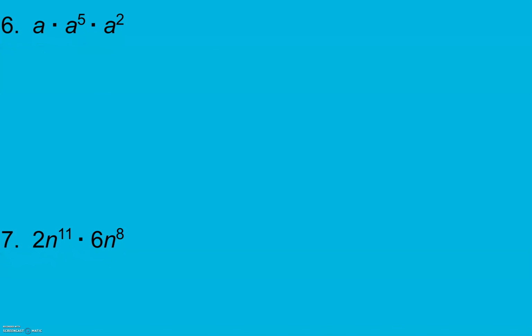Try 6. Here, all my bases are the same, so I keep my base. Remember, if my exponent isn't shown, it's a 1. I'm multiplying, which means I can add my exponents. So here I take 1 plus 5 plus 2, and I get a to the 8th power.